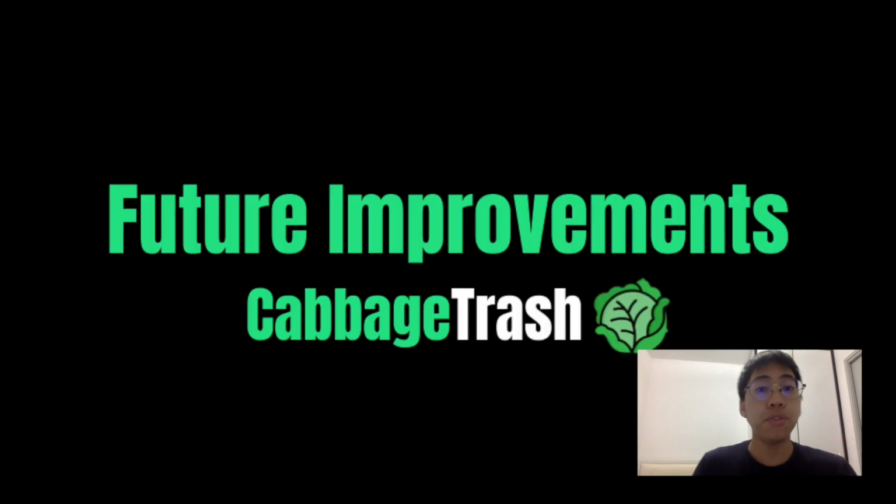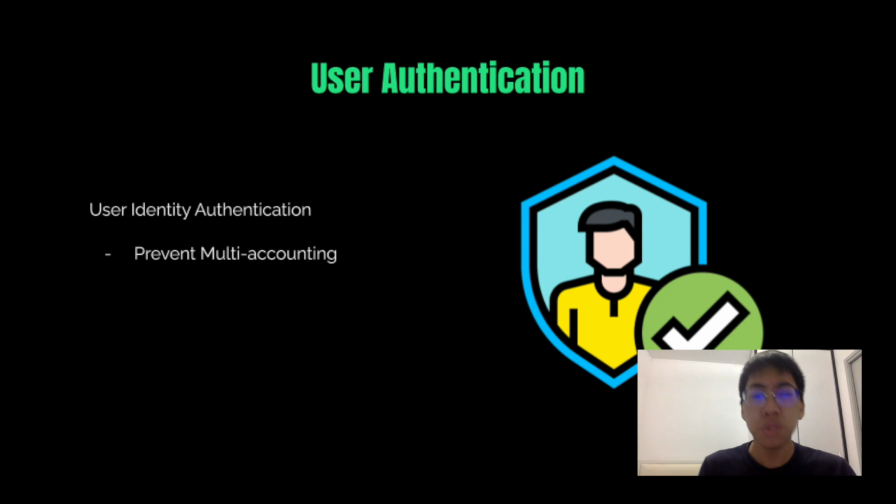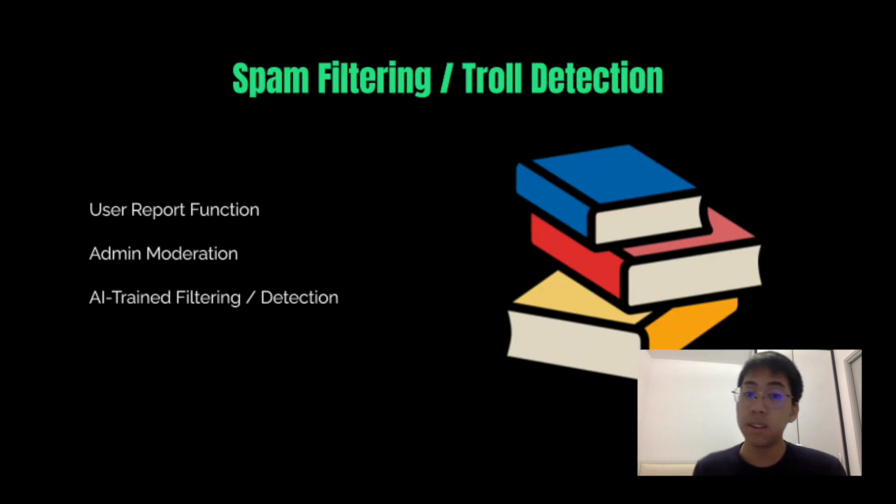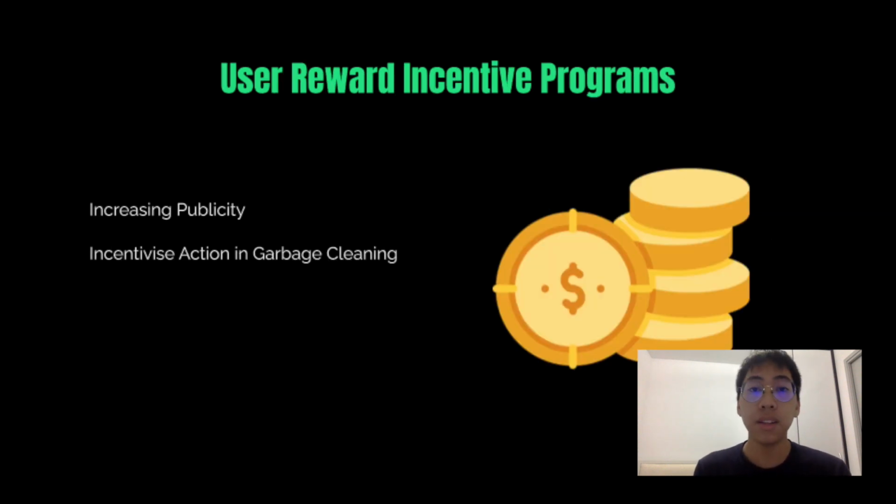Moving to the future, what are a few things that we hope to implement? We plan to implement user identity authentication. This prevents multi-accounting, where multiple users might send a certain report when inherently it's not actually that pressing to get rid of the trash relative to other reports. Next, of course, there's spam filtering and troll detection. With an app relying on users, we need some sort of algorithm or at least a filter to get rid of spam requests and troll requests that aren't actual reports of garbage. And finally, we hope to implement a more straightforward and linear reward incentive program.